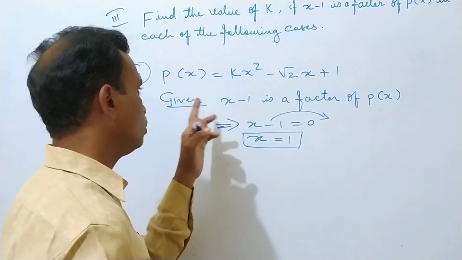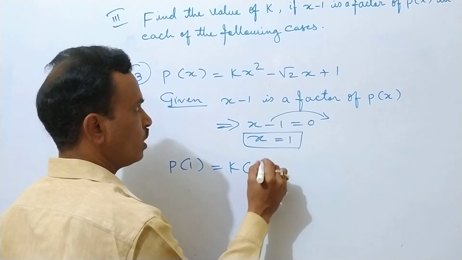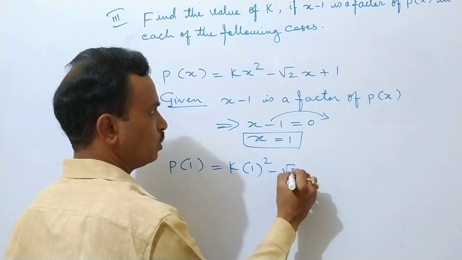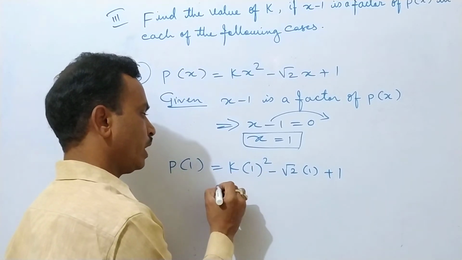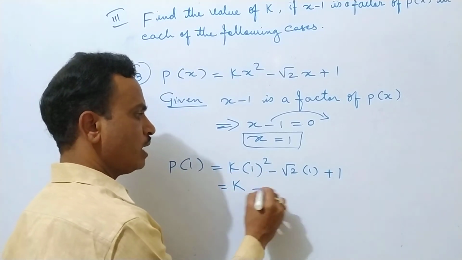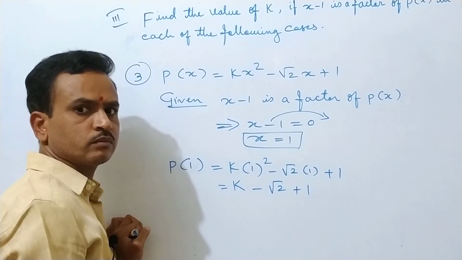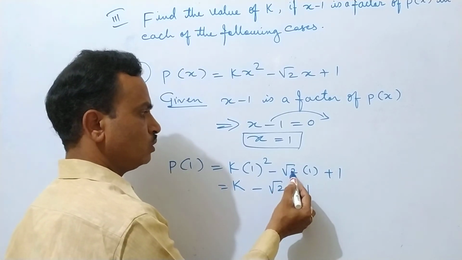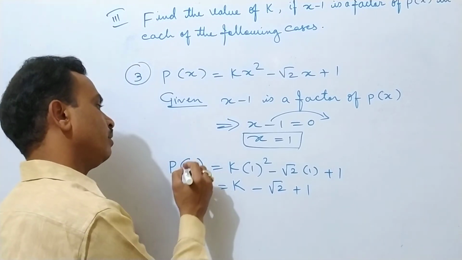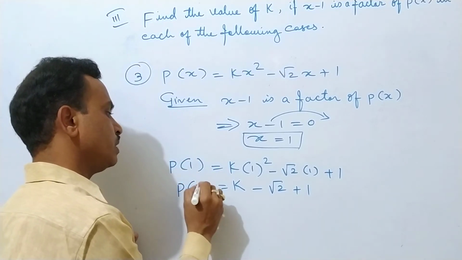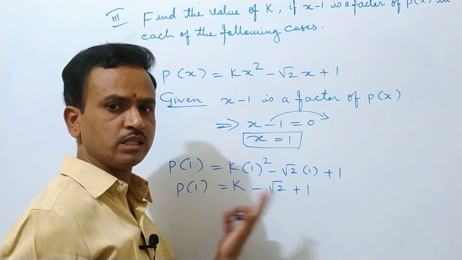Substitute x equal to plus 1 in this polynomial. So P of 1 is equal to k into 1 square minus root 2 into 1 plus 1. 1 square is 1, 1 into k is k, minus root 2 into 1 is root 2, then plus 1. Then P of 1 must be equal to 0 because x minus 1 is a factor of P of x, so the remainder is equal to 0.